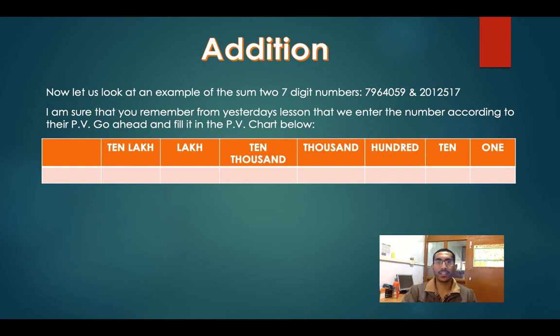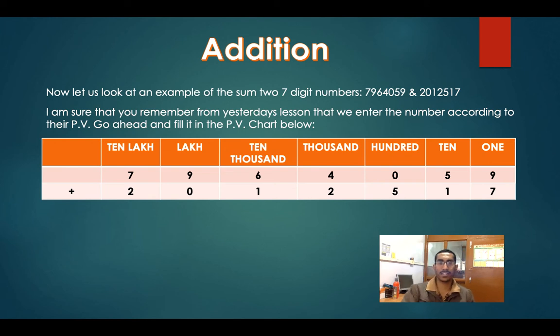I think you must have filled it in already, so you already know how to start. We start by filling the ones place first. So in ones place, here you will see that I have the number 9. I put this 9 down here. Then I go to the tens place, which is the number 5, which I enter then into the tens place. And we continue this step until we have filled all the numbers. Now, I'm sure you can fill in the rest.